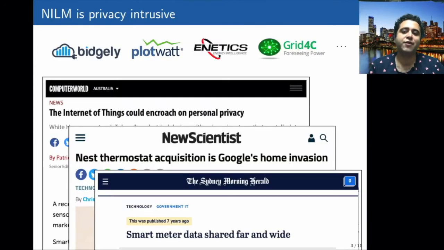Now, non-intrusive load monitoring is privacy intrusive. It's enough said that there are a lot of commercial companies that are offering non-intrusive load monitoring to energy retailers and other companies, and they can really get a lot of private information of the people just based on the smart meter measurements. So there is an angle of privacy here too that we are trying to address later on in the paper. How can we use these results to generate privacy-preserving load schedules?